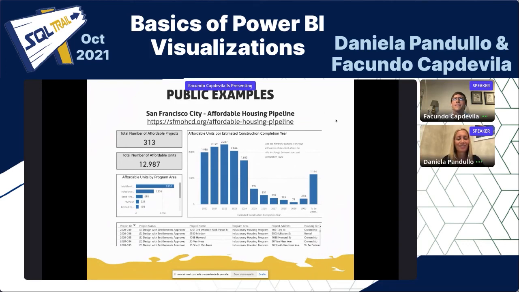Thank you, Facundo. I hope everyone enjoyed the examples. Maybe, cross fingers, it's going to work. Well, now we are going to talk about public examples where Power BI is on websites. The first example is the San Francisco City Affordable Housing Pipeline. We are going to click on this link, and we're going to show you the website.